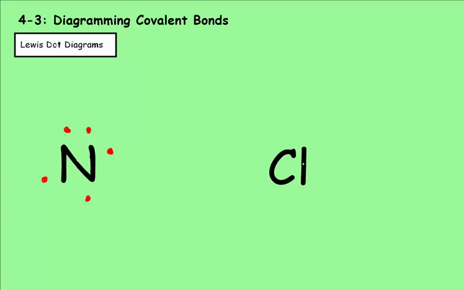Chlorine is in group 17. It's a halogen, meaning it has 7 valence electrons. So I can do the same thing with chlorine. I start at the top left here, draw my dot. Next dot goes here, here, here. That gives me 4, meaning that there's 3 more. So I go here, here, and here. And then this would be the last spot that would be taken in the outer shell.